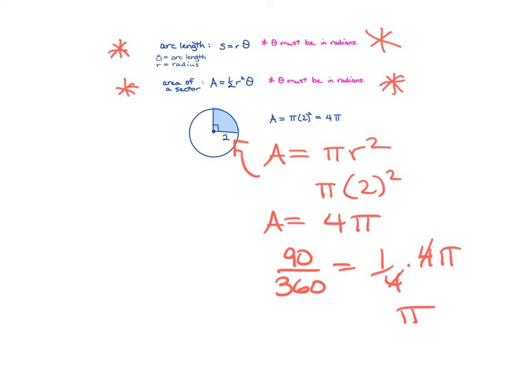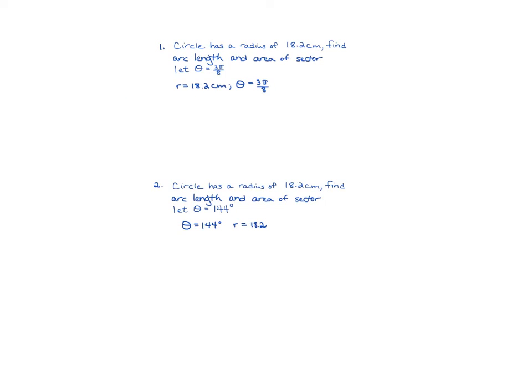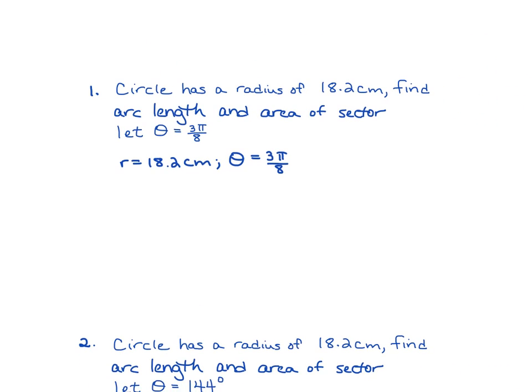And I'm going to show you an example of each. So the first one, notice I'm given a radius and I'm given my theta measure. My theta measure is in radians. So I'm going to calculate both the arc length and the area of my sector. You're going to memorize that the formula to find the arc length is S is equal to R times theta. S represents the arc length, R is the radius, and theta is the angle measure.